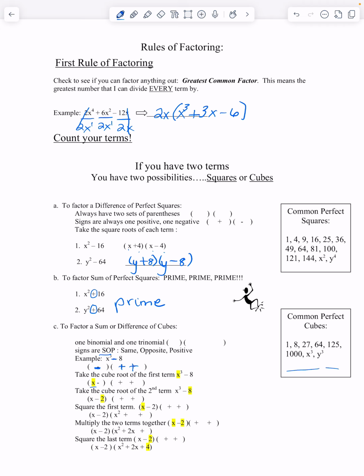What goes in your first binomial is the number that you have to cube, in this case, to get x to the third. So we start off with that. The second part of the binomial is the number that you have to cube to get the second term. 2 to the third is 8, so that goes there. And then there's a certain pattern that continues. You square the first term. So x squared, x times x is x squared.